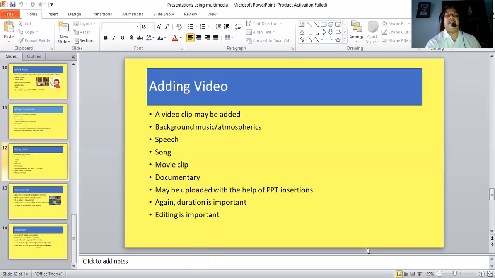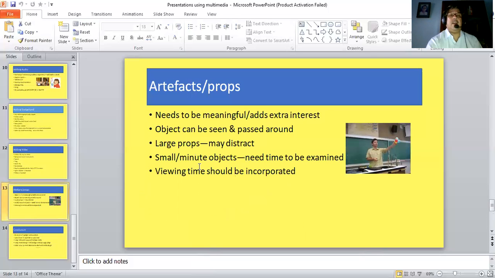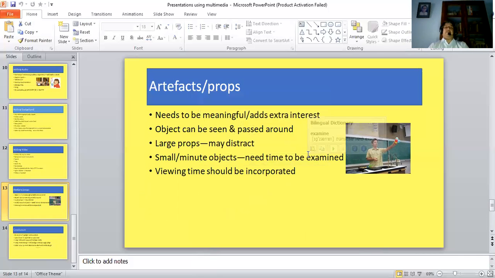Let us now proceed further. Use of other artifacts and props.